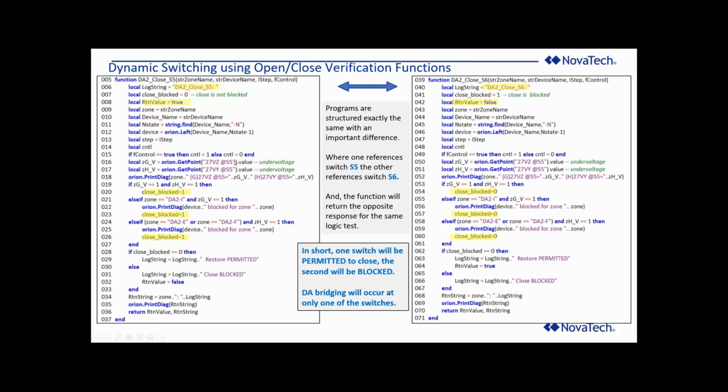So even though it's executing the same logic, in this logic on the left, it returns a true if switch 5 is going to be executed, and it would return a false if switch 5 was not going to be executed. It would be the opposite if switch 6 was going to be executed. So only one of these logic programs would permit switch 5 or switch 6 to operate.